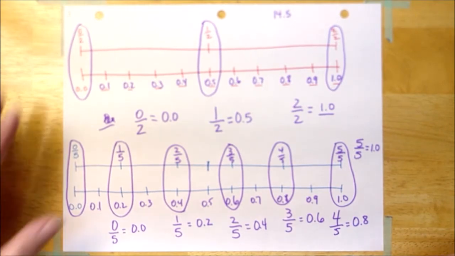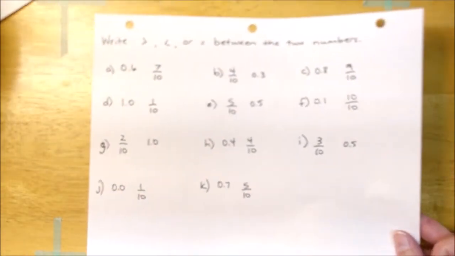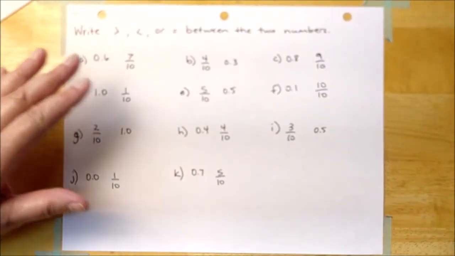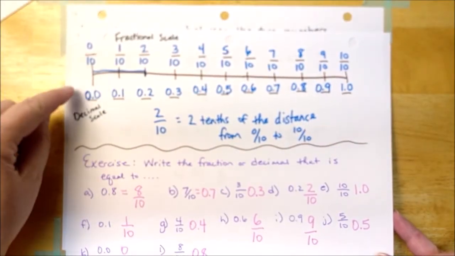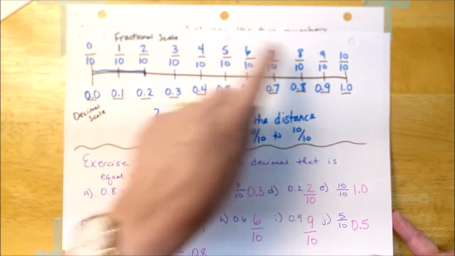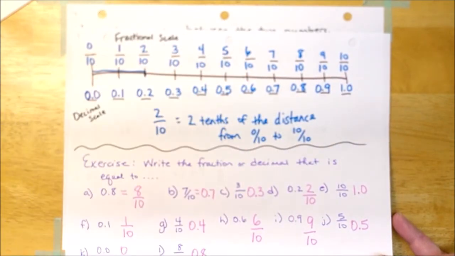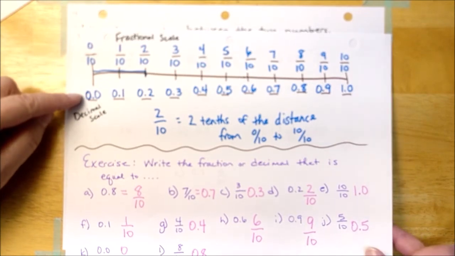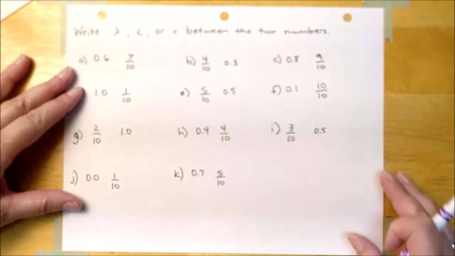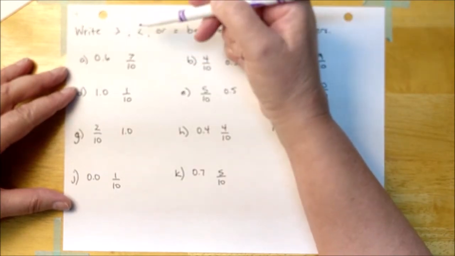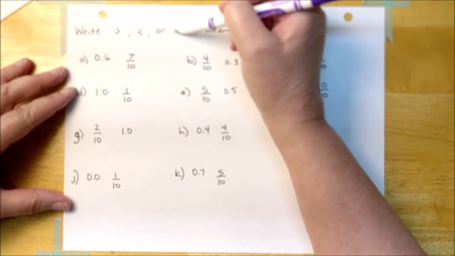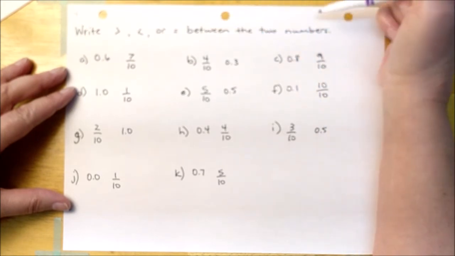Okay, we are going to go on and see if we can use some of this knowledge that we have been using with our number line. We're going to be thinking about this number line where we had the tenths as a fraction and the tenths as a decimal. So what we're going to do on this page is write the greater than, less than, or equal sign between the 2 numbers.